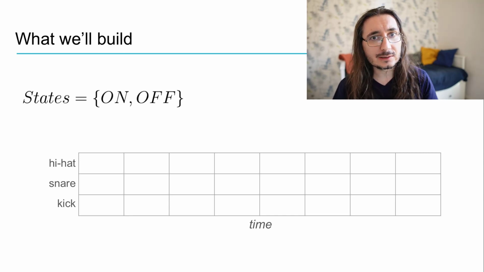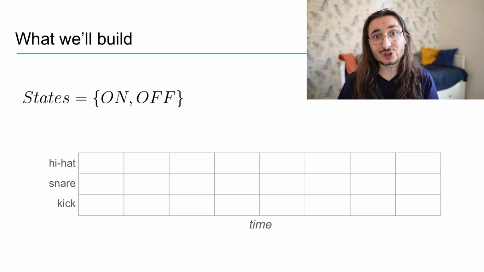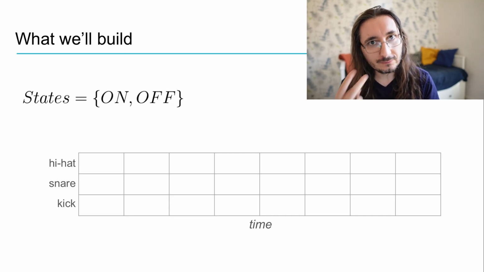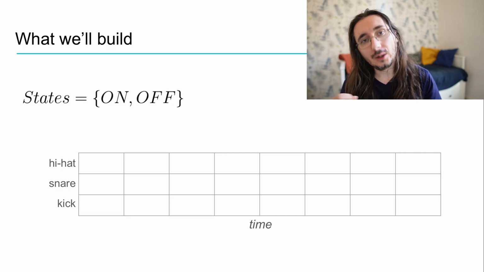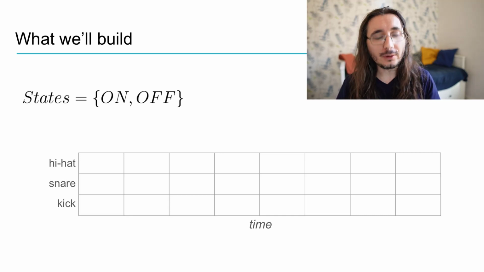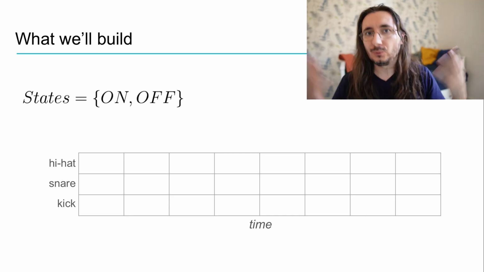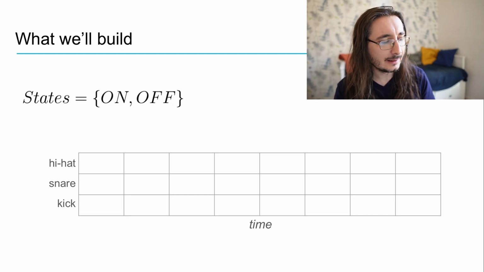Also, another important thing in this case is that we're going to have a binary state. So each cell can take two values, that is on or off. In the case of on, of course, we have a drum hit. In the case of off, well, it's just a rest or silence.